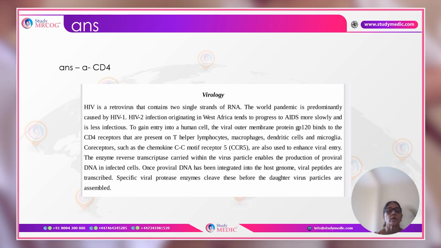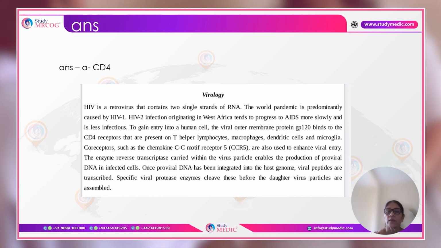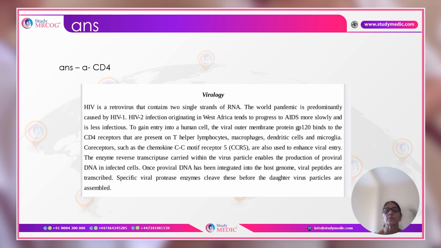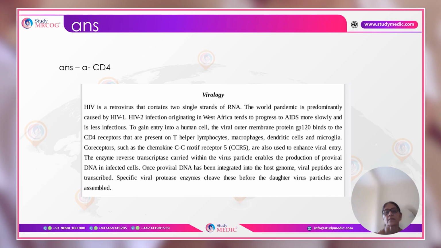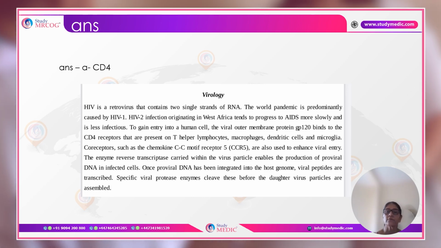So here, to gain entry into a human cell, the viral outer membrane protein, that is GP120, binds to the CD4 receptors that are present on the T helper lymphocytes, macrophages, dendritic cells and microglia. So here the answer is specifically that it binds to CD4 cells.